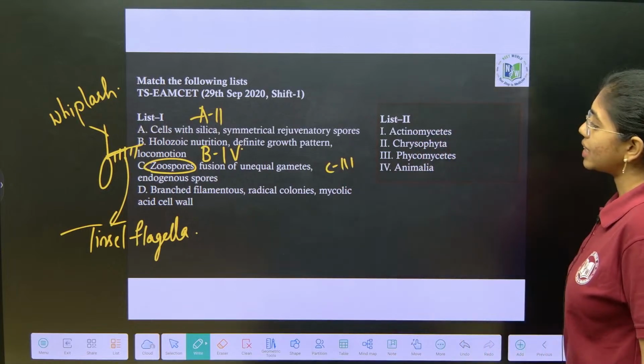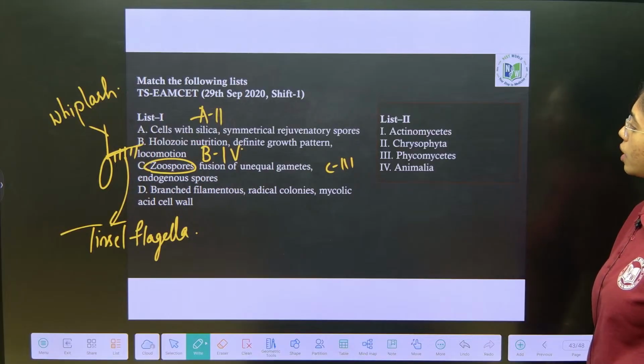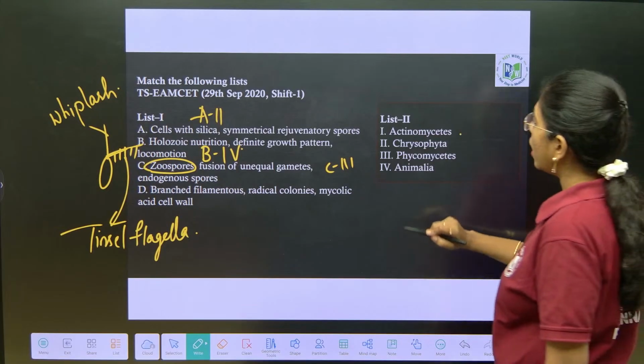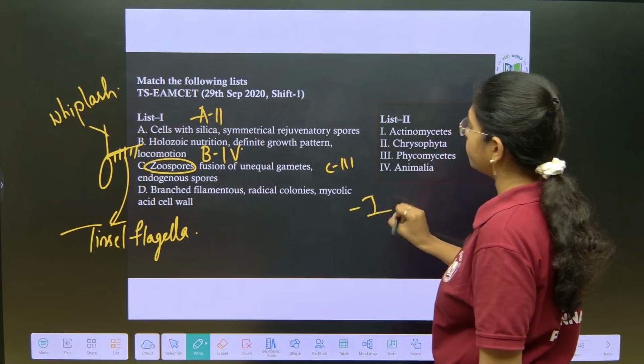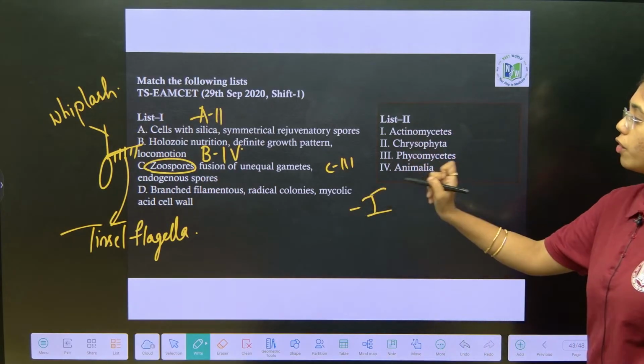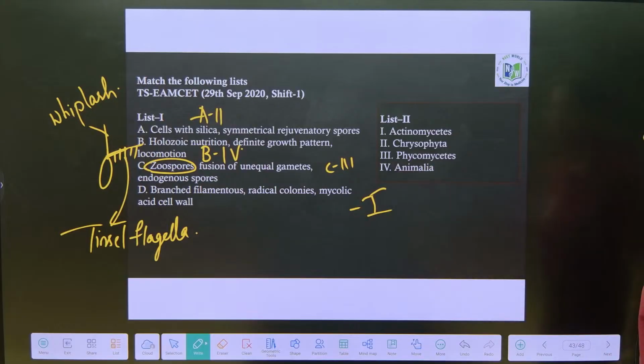Branched filamentous radial colonies, mycolic acid cell wall. This is observed where? In the mycolic acid cell wall, option 1. Okay, so A2, B4, C3 and D1. Clear now? Any doubts, anyone?